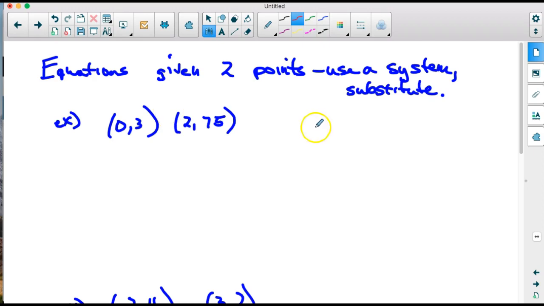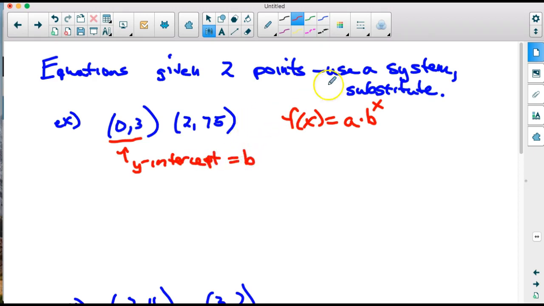We're going to use the equation that I had before, which was f of x equals a times b to the x, to find out what this equation is. Now I have 2 points. What we have nice here on this one is we have the y-intercept. Since they gave us the y-intercept, they gave us the a value in the problem, not the b value.